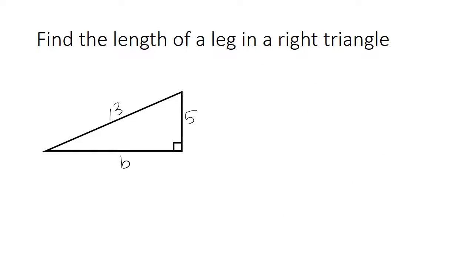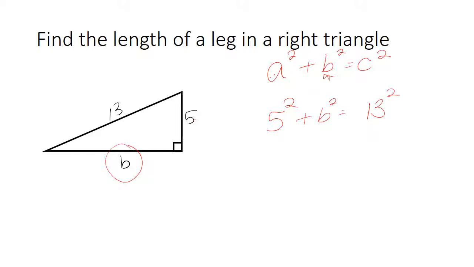You can use this to find any side of a right triangle. So in this case, we know our hypotenuse and we know one leg, and we are looking for the other leg. So we'll start with our a squared plus b squared is equal to c squared. What we don't know is b, so we're going to leave that there. That means that 5 has to be a. So we're going to do 5 squared plus b squared is 13 squared.